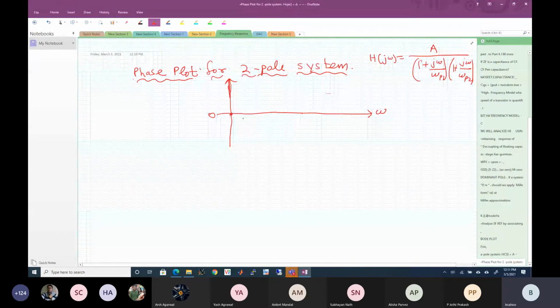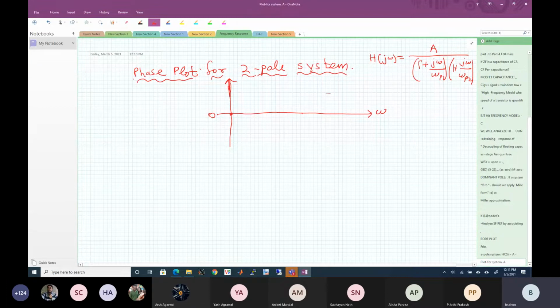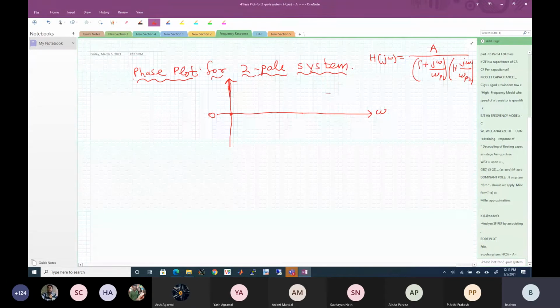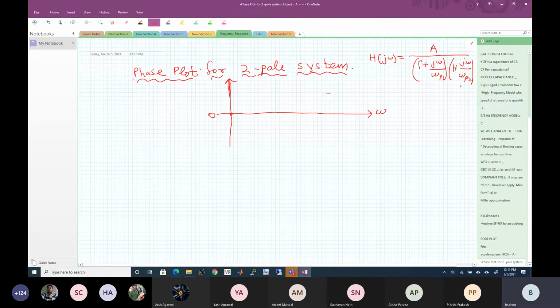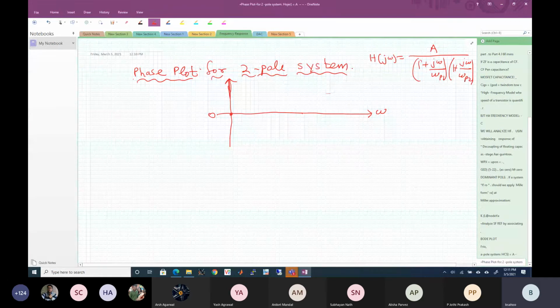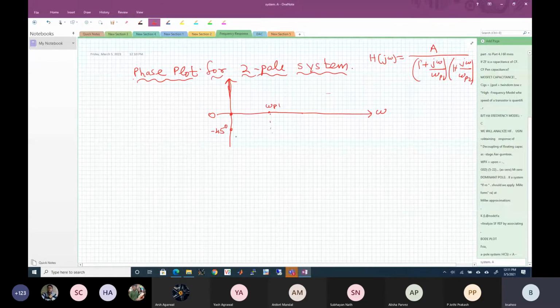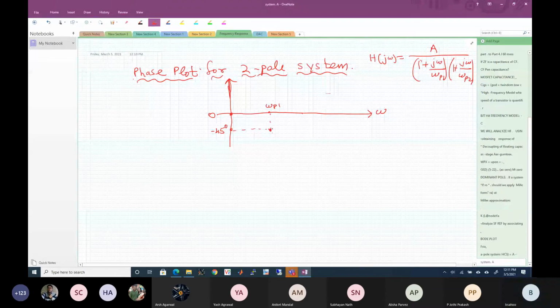So the phase is 0 degrees. At omega equal to omega P1, this term will be very, very small, because omega P1 is much, much smaller than omega P2. Tan inverse of a small number is 0, so only this term is dominating. Therefore we'll have minus 45 degrees at omega P1.